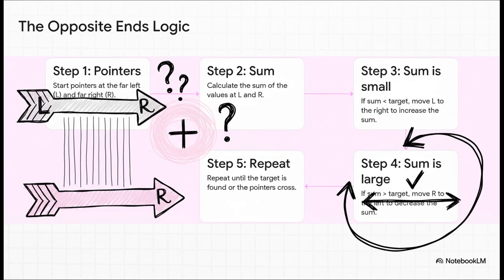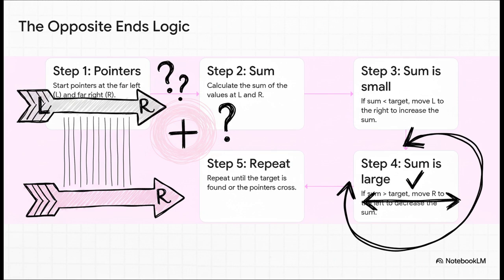So here's how it works in action. We start one pointer, let's call it L, at the very beginning, and another one, R, at the very end. We add up their values. Now, if that sum is too small, what do we need? A bigger number. And since the array is sorted, the only way to guarantee a larger sum is to move our left pointer, L, to the right. And if the sum is too big, well, we do the opposite. We move the right pointer, R, to the left.